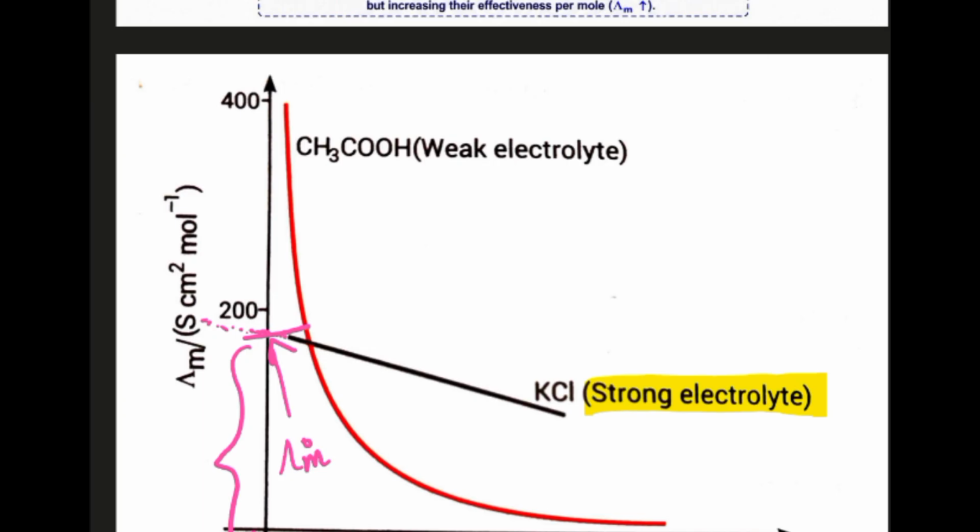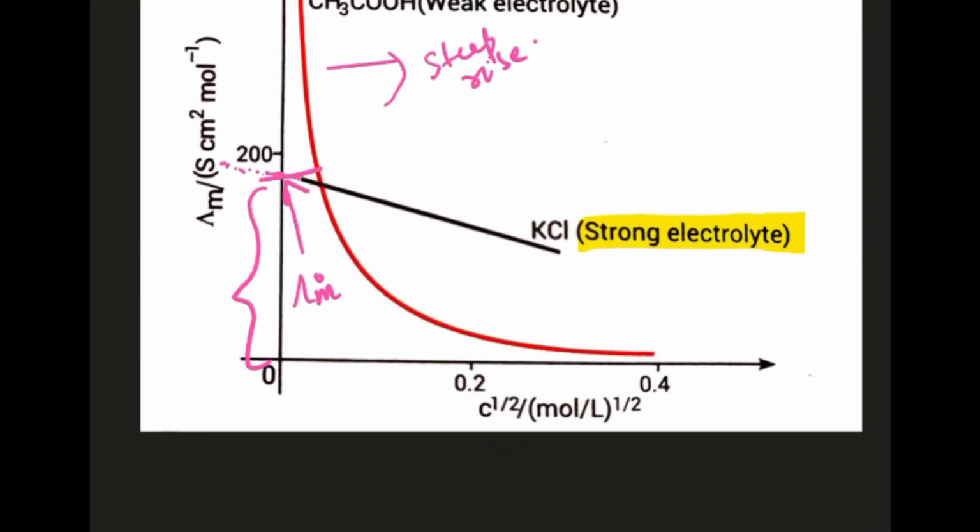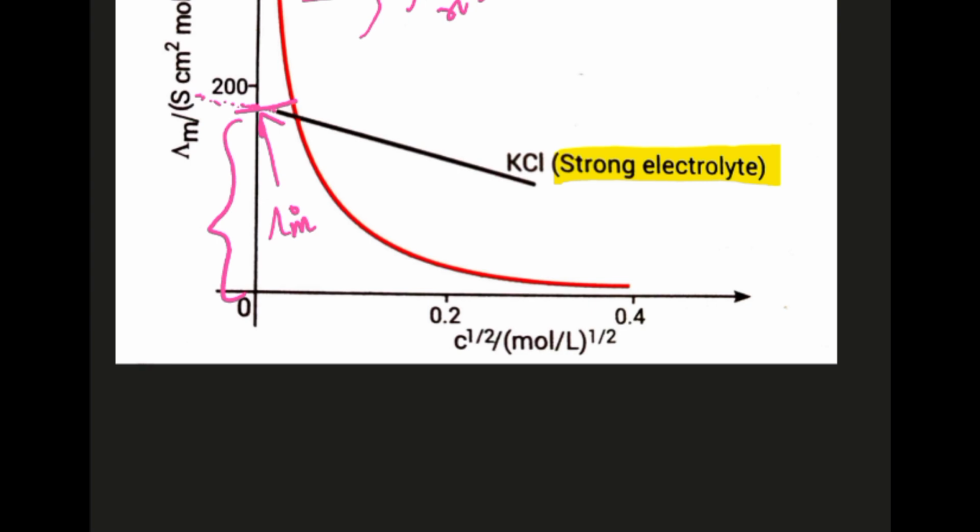What about weak electrolyte? Acetic acid is given as an example. There is a steep rise. We can see here there is a steep rise. But what happens? It runs parallel to the y-axis, so it will never meet the lambda m axis. Right? So the limiting molar conductivity lambda m naught for this weak electrolyte is not possible to be calculated graphically.